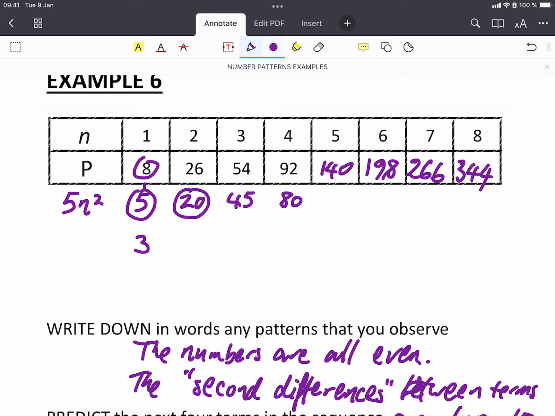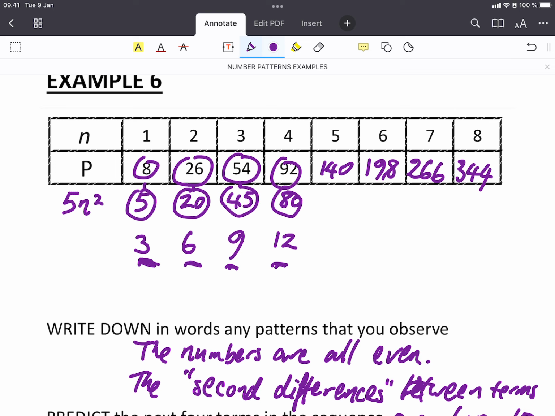We're getting 20, but we want 26, we're short by 6. We're getting 45, we want 54, we're short by 9. We're getting 80, we want 92, we're short by 12. And you can see a pattern to the numbers 3, 6, 9, 12. They're going up by 3 every time.